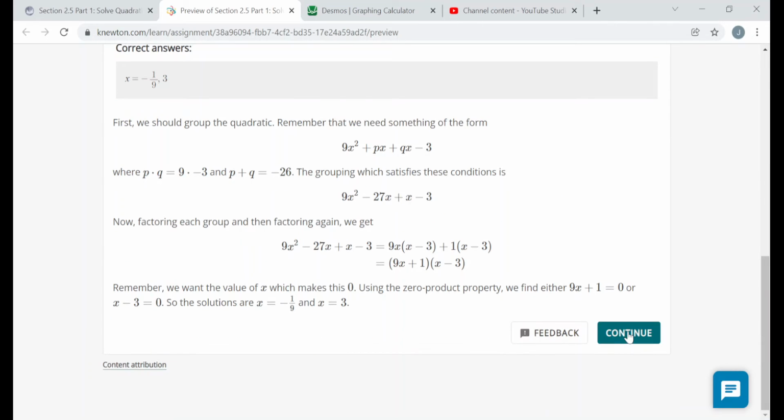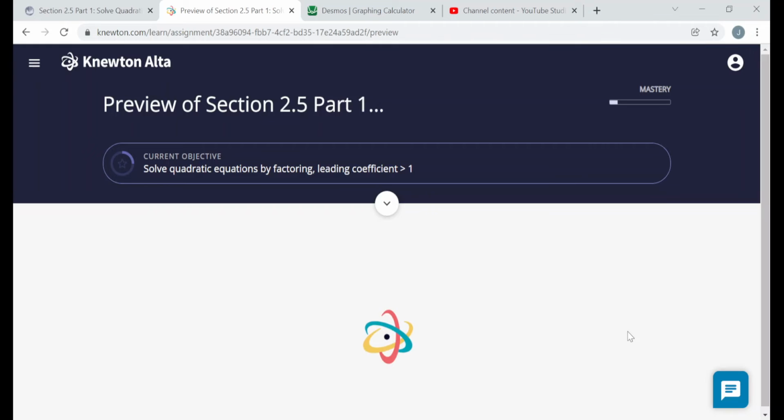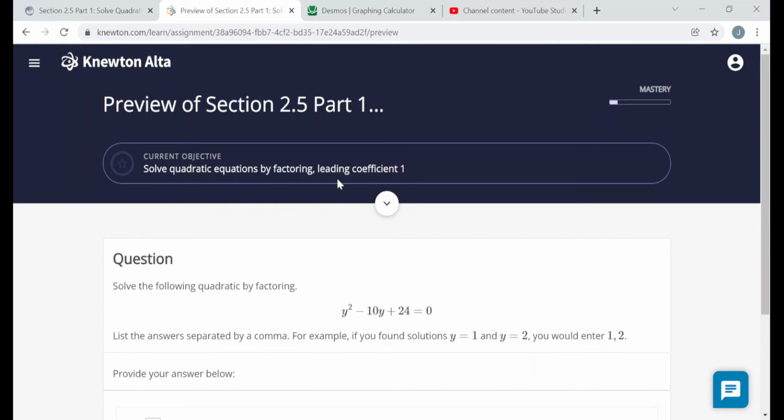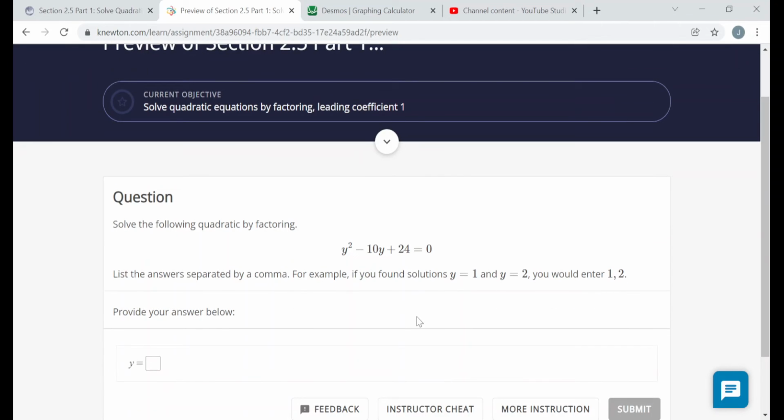Alright, so moving on. Now the next question is on the other objective where it's basically the same thing. Solve quadratic equations by factoring, but this is the nicer one where the lead coefficient is 1, instead of 9 like it was in the last example. So I'll write this problem out here and we'll solve for y.